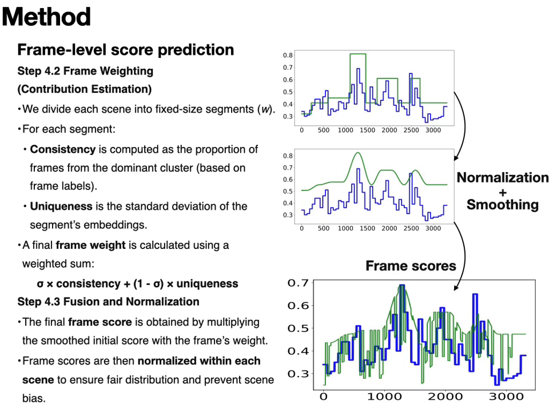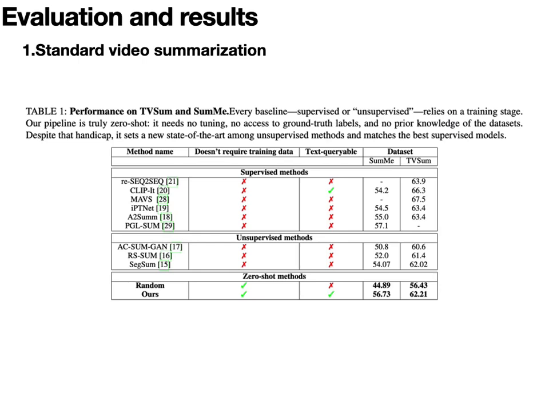And finally, Step 3. Fusion. The final frame score is obtained by multiplying the smoothed initial score with the frame's weight. Frame scores are then normalized within each scene to ensure fair distribution and prevent scene bias.